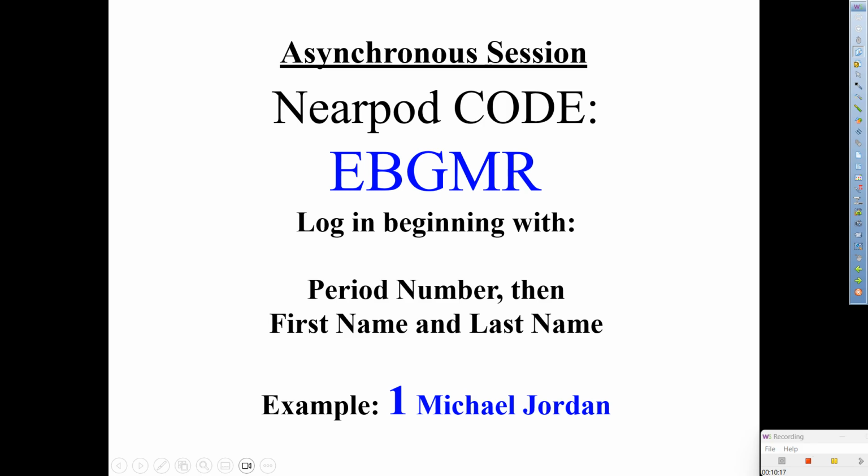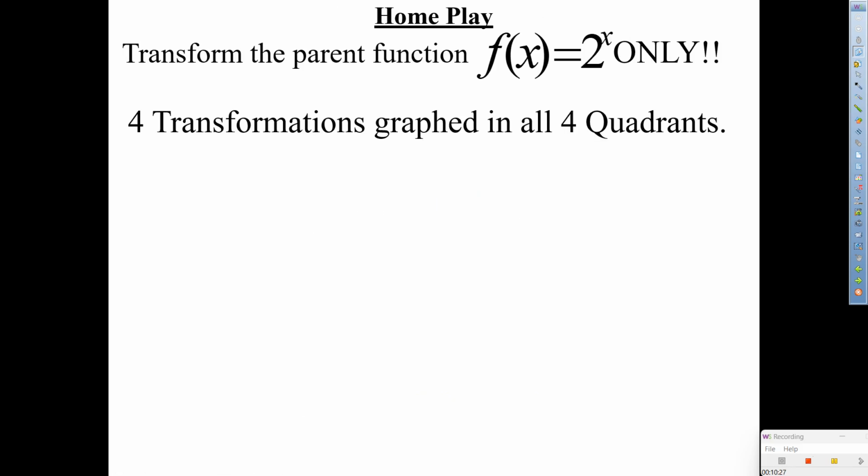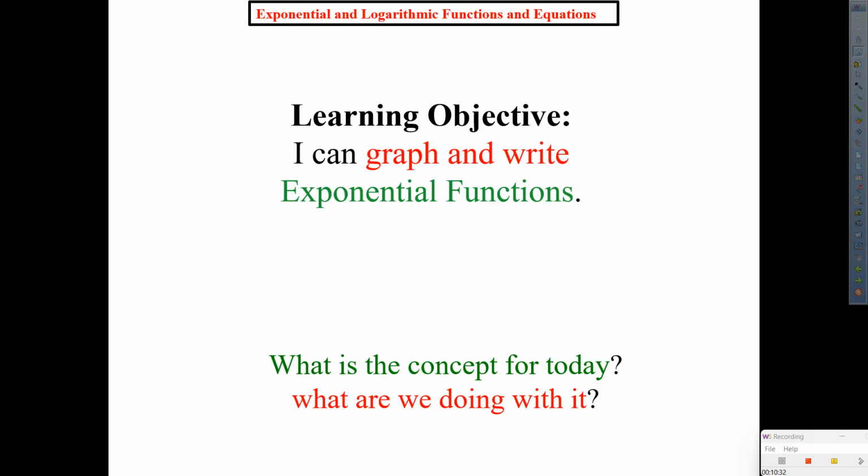All right. Okay, good. So tonight's home play, there it is. It'll pop up once you log in. All right, get a Cornell note ready, please.